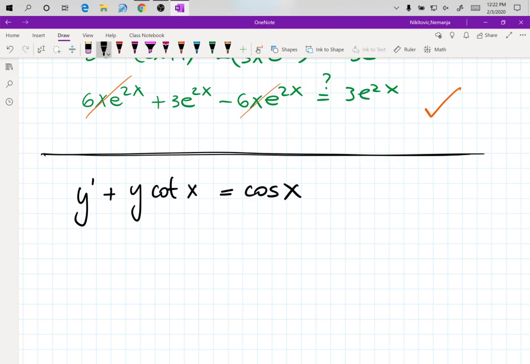Great. So mu is going to be cotangent x. p of x. Rho. Well, rho is e to the integral of p of x. All right. We are going to start this problem by our good old comparing this to our formula.